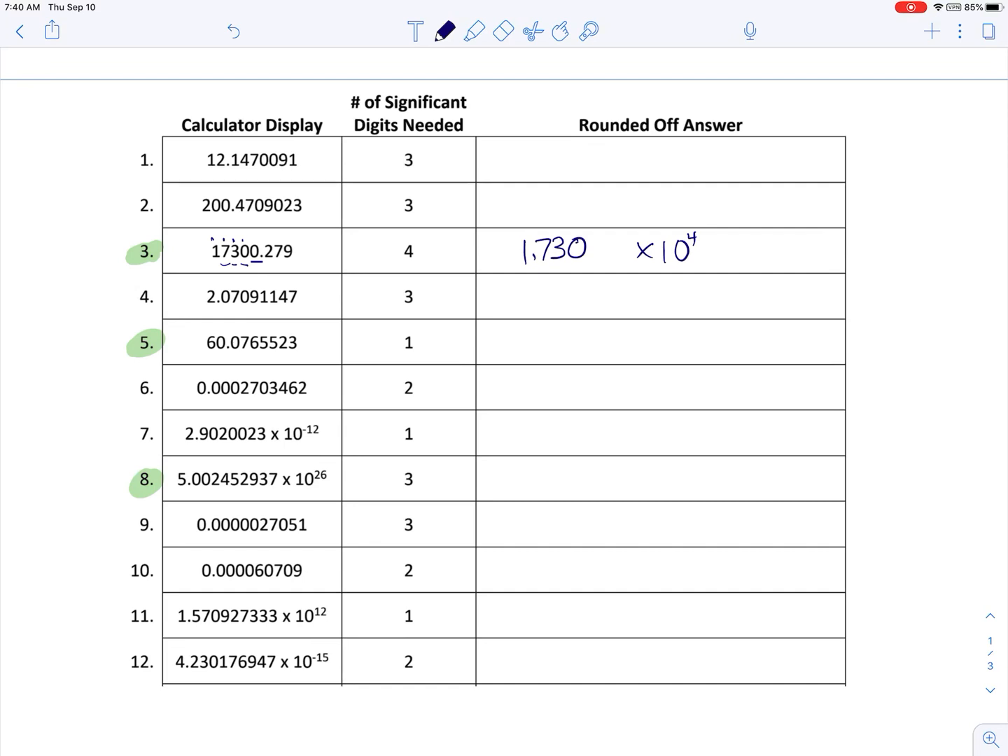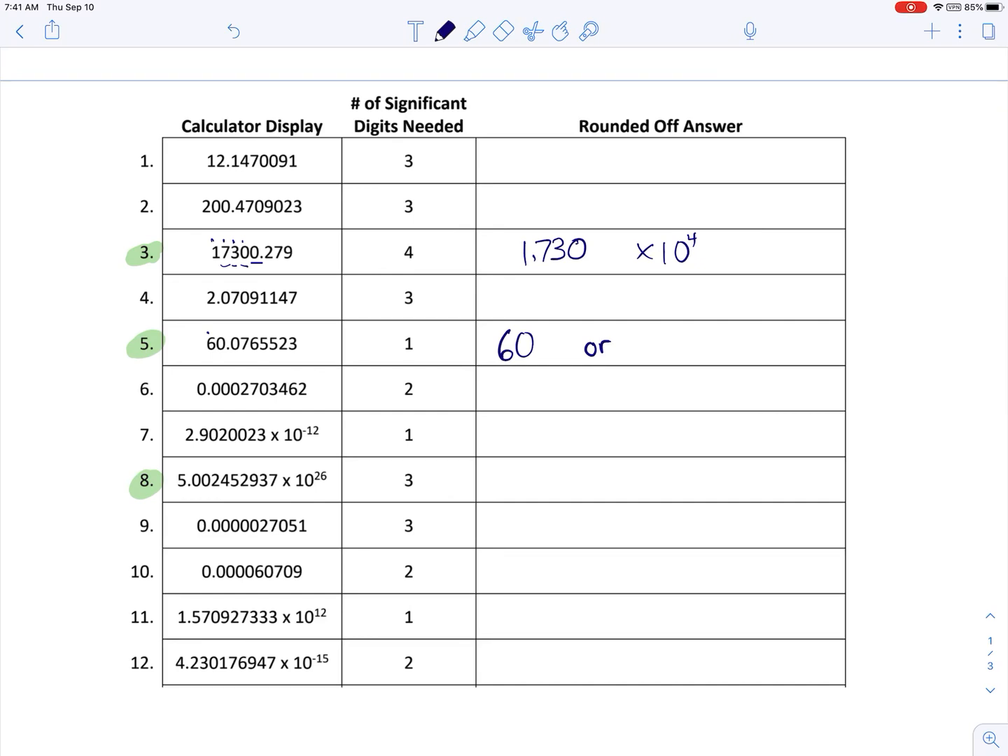Question 5, we need 1 significant digit, and the answer on the calculator is 60.07, etc. So only the 6 can be kept. Now here you have 2 choices. You could write that as 60 without a decimal place. Now the 6 will count and the 0 does not count, so that has 1 significant digit. Or we could switch this to scientific notation, and we could keep the 6 times 10 to the power of, and to get a number between 1 and 10, we had to move the decimal 1 place, so times 10 to the 1. So 60 without a decimal, or 6 times 10 to the 1.